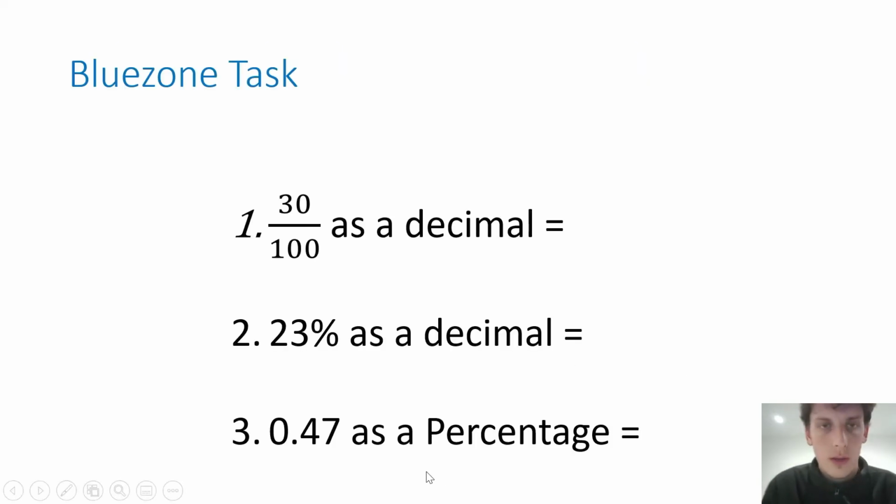Welcome back, Bluezone. Okay, here we go. So Bluezone, you've got exactly the same questions. You need to turn 30 out of 100 into a decimal. You need to turn 23% into a decimal, and then you need to turn 0.47 into a percentage. So please pause the video, use your place value grid, and then press play when you are ready to go through the answers.